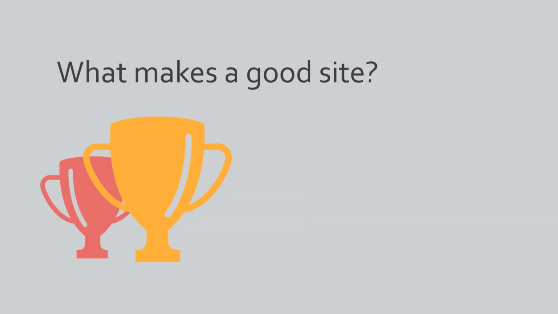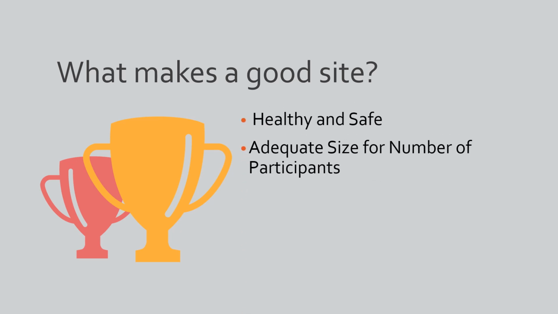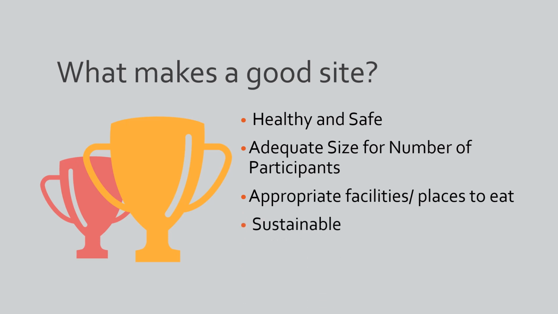The most important things to look for when selecting a site are first, that it is a healthy and safe environment for children. Next, you will want to make sure that the location can accommodate a large number of children and that there are appropriate places to eat. In the SFSP, children are free to sit at tables or on the ground picnic style. Pick sites that are sustainable and sites that offer educational enrichment and recreational activities.